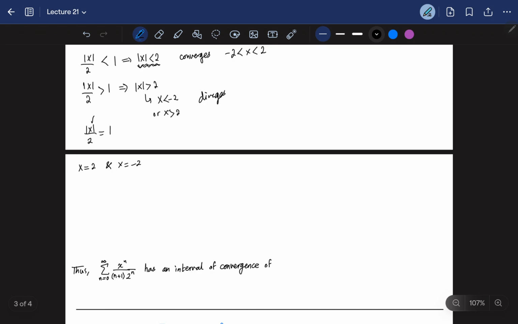Since if you plug in 2 here, you're going to get 2 over 2, which is 1. And if you plug in -2, it's also going to be 2 over 2, which is 1. So let's test each point separately.